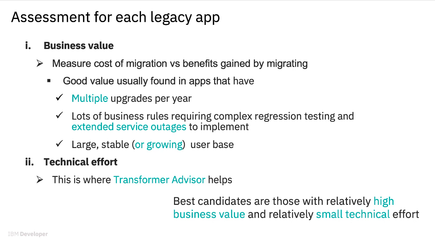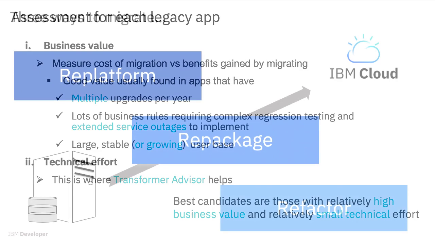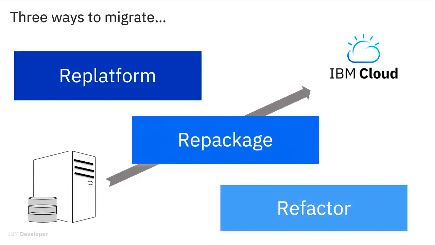So, of course, it's pretty obvious. The best candidates to consider moving are the ones which combine both a high business value and a low technical effort. So what are some approaches to migrate? We'll talk about three here. There are several more to consider, but these are the top three that you'll hear. Sometimes there are different terms out there that you'll see, but we'll focus on three, and I'll define what each one of these means so that it makes some sense.